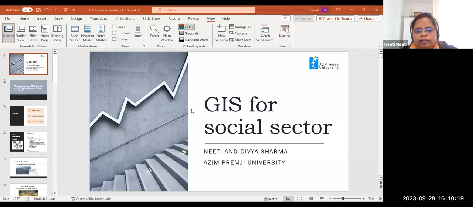Okay. So hello, everyone. Today we are here to discuss how GIS can be used for the social sector. I'm Neeti. With me is my colleague Divya. We will be taking you on a journey through GIS applications. I will start with a quote from Jack Dangermond, the founder of ESRI, which is the most well-known company in the field of GIS. The application of GIS is limited only by the imagination of those who use it.